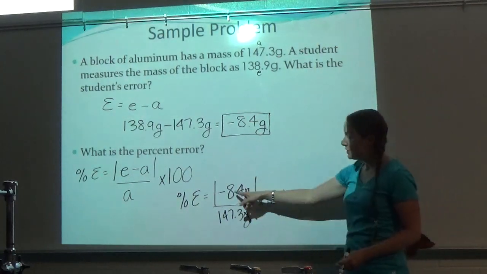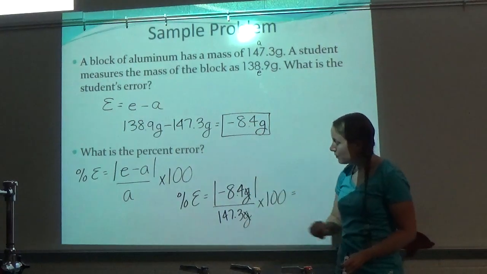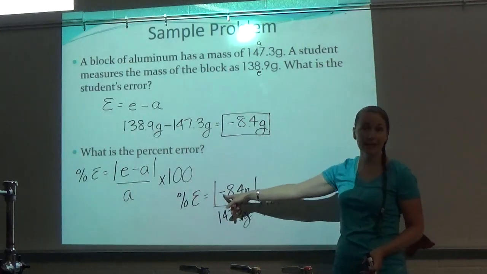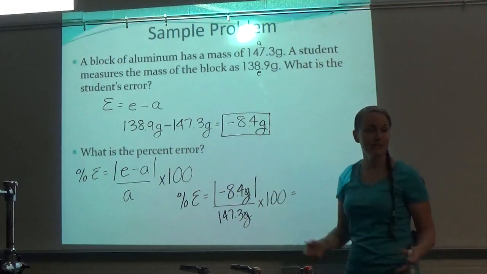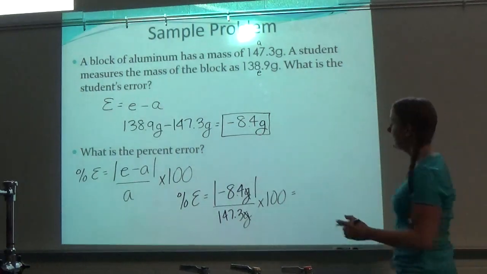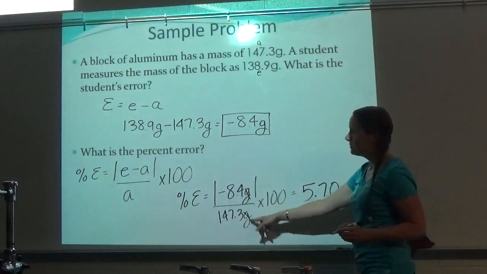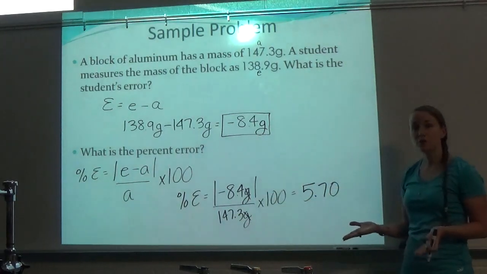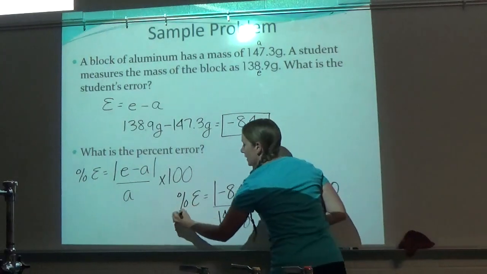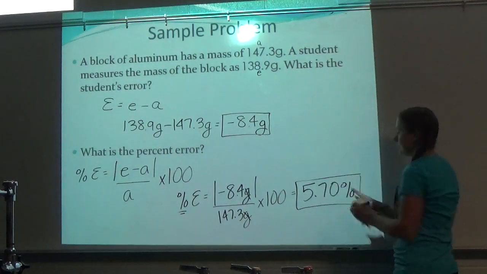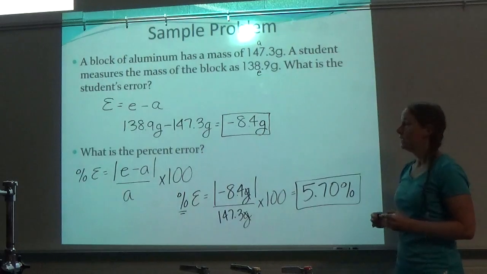All right, so we're going to do an 8.4 divided by 147.3 times 100. And remember, I'm not going to do it negative because of the absolute value brackets. And so once you do that, you should get about 5.70. Since grams cancel, some of you may be confused over what the unit is. Remember, it is percent. And it is not okay for that number to be negative.